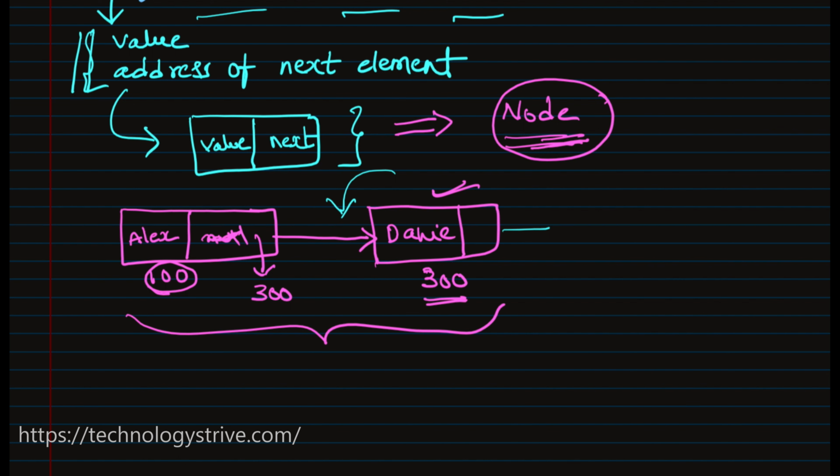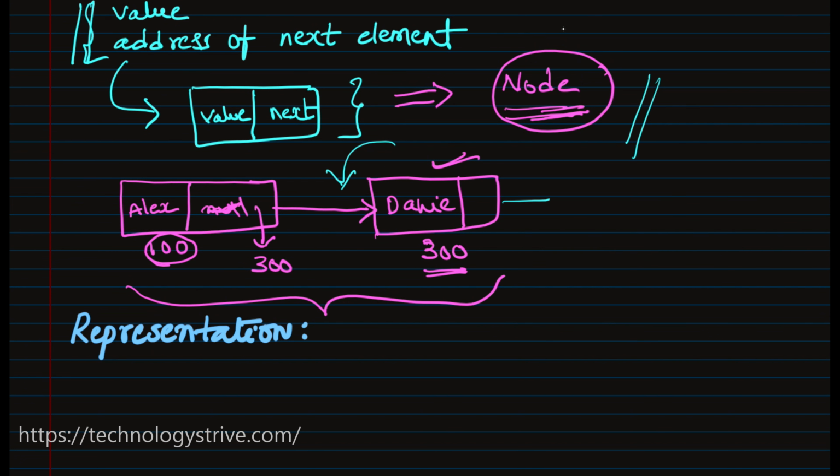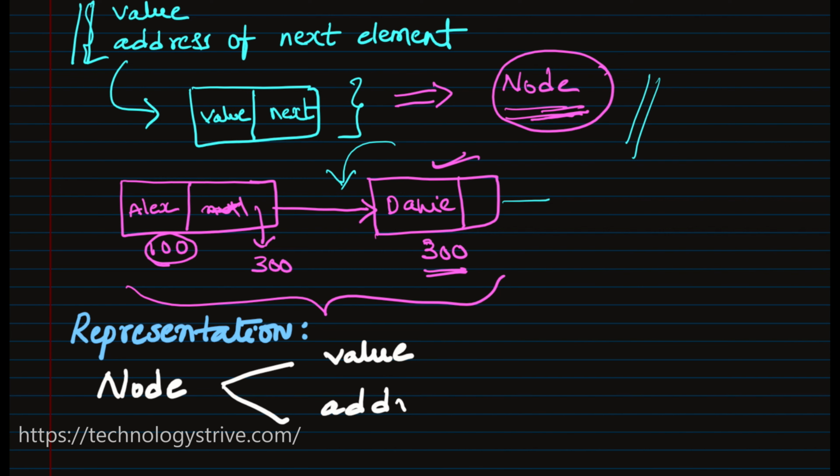So now let's see how we represent the node class. We have already seen that the elements in the linked list are not simple data types. These are objects. So elements in linked lists are known as nodes. So what is the term we are using? Node. This node always comprises two things. As we just saw, the first one is the value, what value we are going to store, and the address of the next element.